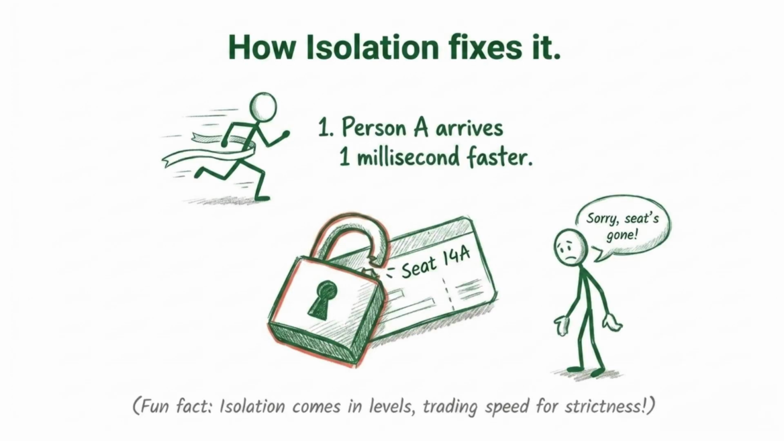How isolation fixes it. Isolation resolves this cleanly. Person A arrives 1 millisecond faster. Their transaction locks the seat first and completes. When person B's transaction checks a fraction of a second later, the seat is already gone. They get the honest answer: sorry, seat's gone. One seat, one winner. Clean, fair, and completely protected by isolation.